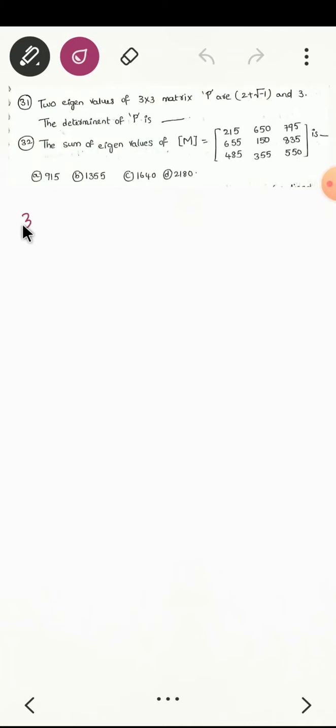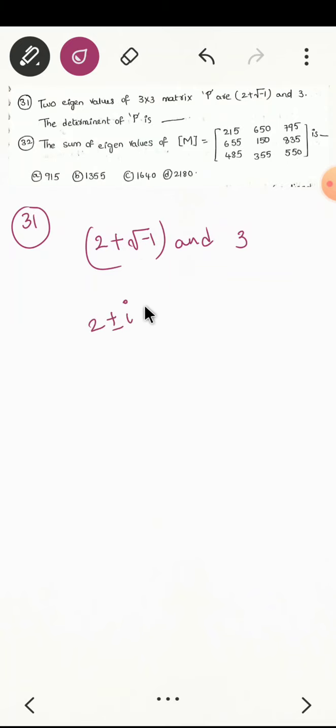Next, problem number 31. Two eigenvalues of a 3 cross 3 matrix are given. They are saying two eigenvalues of the 3 cross 3 matrix P are 2 root over minus 1 and 3. So 2 root minus 1 means I can write 2 plus i, 2 minus i, and 3. Then they are asking the determinant of P.